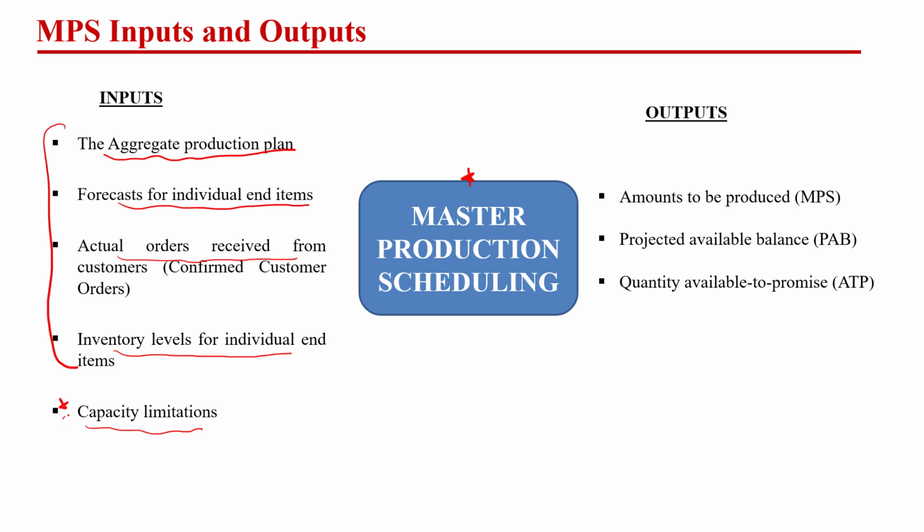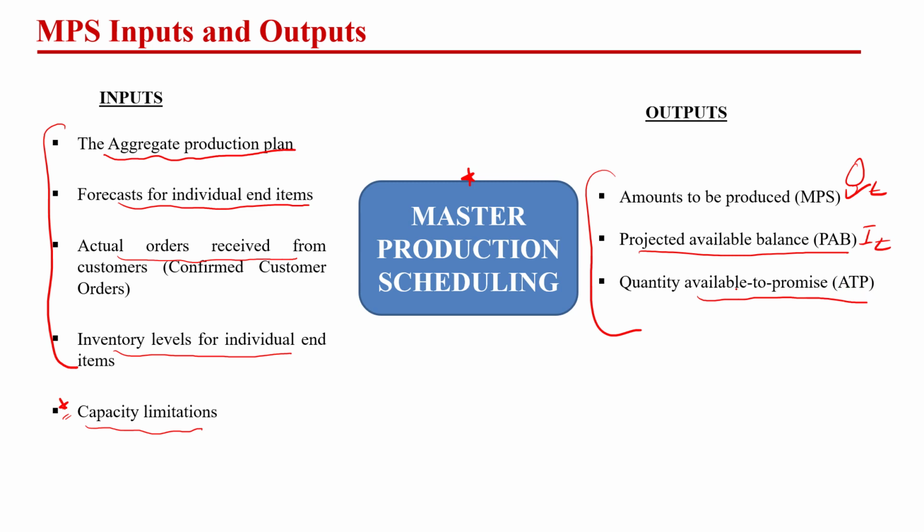Okay, so till now we have discussed these things. We will talk about capacity when we talk about the rough cut capacity plan. Okay, so once we have given this input to the master production schedule, we are going to get these three things. The MPS, which is the master production schedule, means how much quantity we should produce in a particular time period. The projected available balance means the inventory we have in a particular time period. The quantity available to promise, I'm going to talk about in a minute.